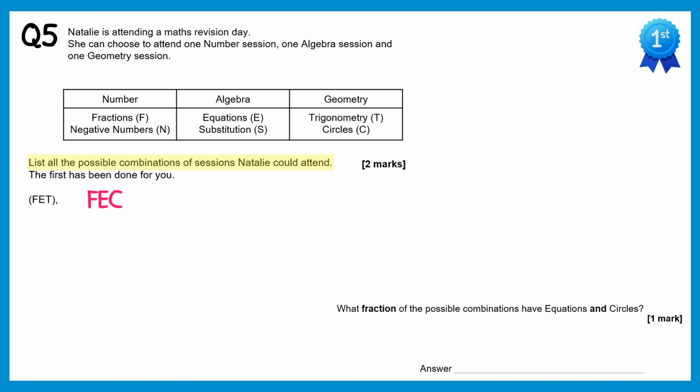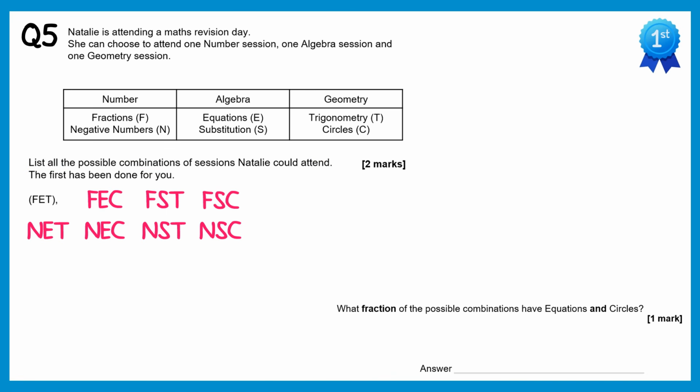Now since we've done fractions, equations, trigonometry, and fractions, equations, circles, that must be all of the ones with fractions and then equations. So let's change from equations in the middle box. Let's go for fractions, substitution, and trigonometry. And then we could also change the end box as well, so fractions, substitution, and circles. Now we've done all of the possibilities that start with fractions. You can try, but you won't find any more. So let's start with negative numbers. So let's go negative numbers, equations, trigonometry, negative numbers, equations, circles, negative numbers, substitution, trigonometry, and finally negative numbers, substitution, and circles. So these are all 8 of the possibilities.